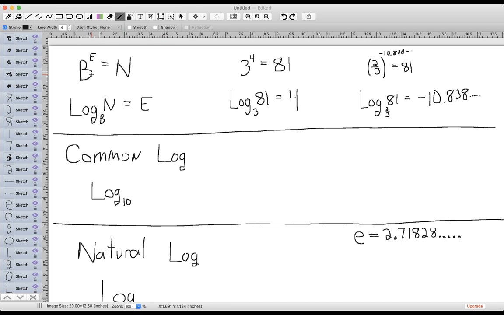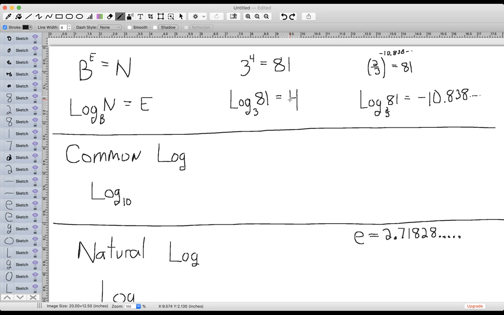rewritten what you learned in the last lesson, that any base number b, that's positive, by the way, raised to some exponent will equal another number n. I can rearrange the equation to get the exponent by itself by taking the logarithm of the base that I want, so some base b, of some number n, will equal the exponent. So as an example, 3 raised to the fourth power equals 81.